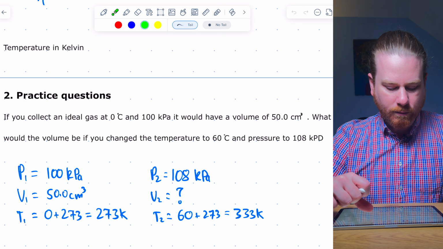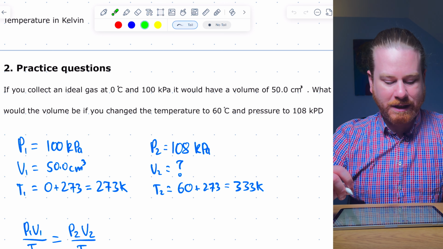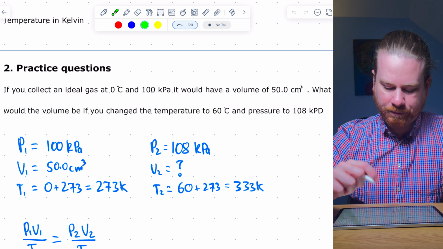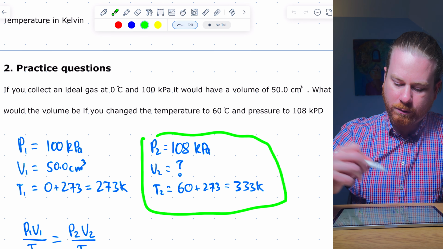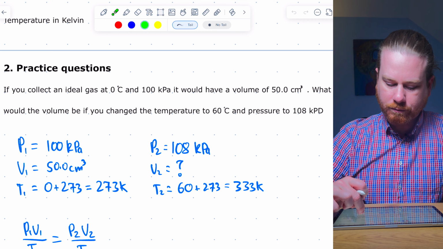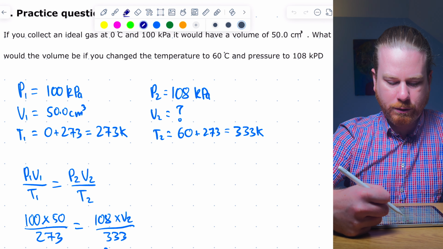What would the volume be if you changed the temperature to 60 degrees Celsius and 108 kilopascals? Well, first things first, we are putting our numbers in here. The only unit we need to change is temperature, so converting that to Kelvin. And then here are the final numbers, and again, converting it to Kelvin. So once we've got that, we are putting our numbers into the equation.